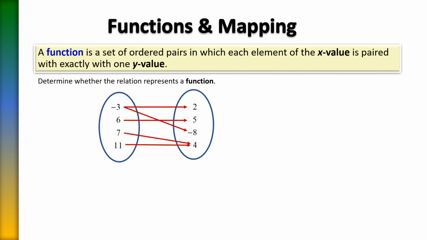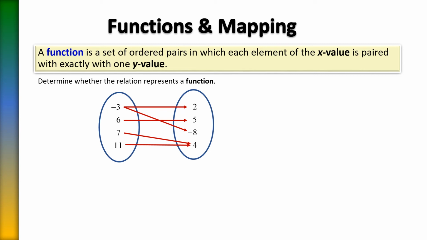So recall before we begin that your x values are your domain and your y values are your range. Let's go ahead and put them as ordered pairs. So first we have -3, 2. That's one ordered pair. We also have -3, -8.